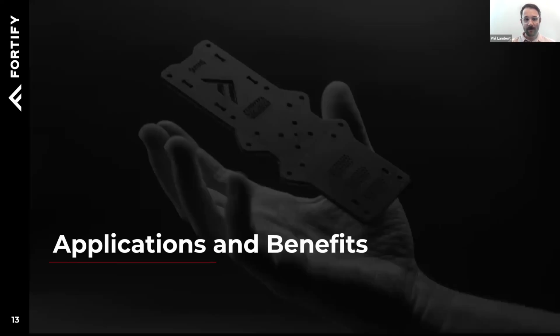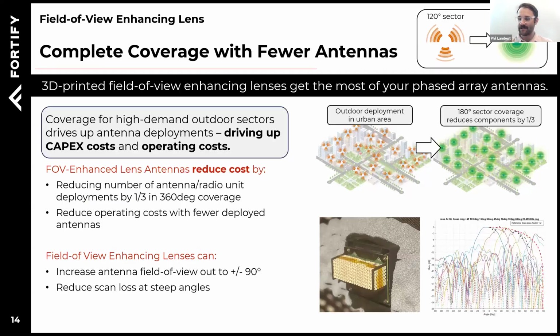All right, just walking through a few applications here, looking good on time. The first one I want to talk about is a field of view enhancing lens. These lenses enable you to have complete coverage over a sector, say in a commercial fixed wireless access application, with fewer antennas. Typically these phased array antennas deployed for millimeter wave 5G might have a sector that covers 120 degrees, so that would be plus or minus 60 from boresight.